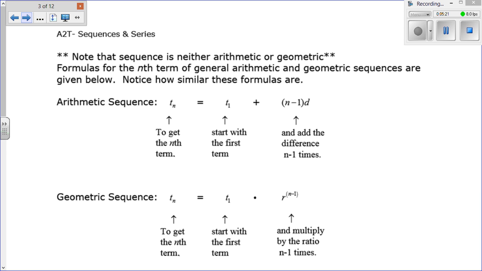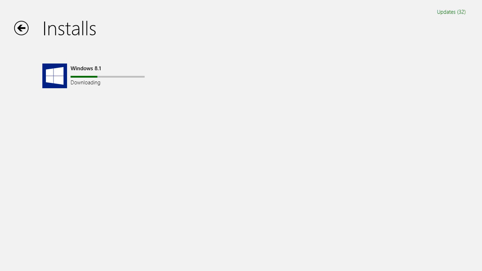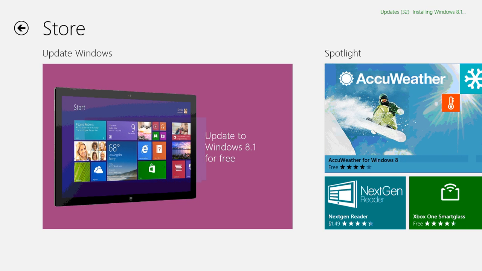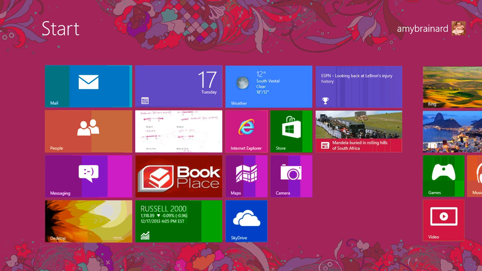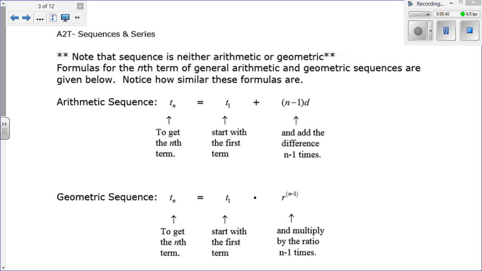Formulas for the nth term of general arithmetic and geometric sequences are given below. Notice how similar these formulas are. My formula for the arithmetic sequence is t sub n, that's to get the nth term. It's equal to t sub 1, which is the first term, plus n minus 1 times d. And then what you're doing is you're adding the difference n minus 1 times.